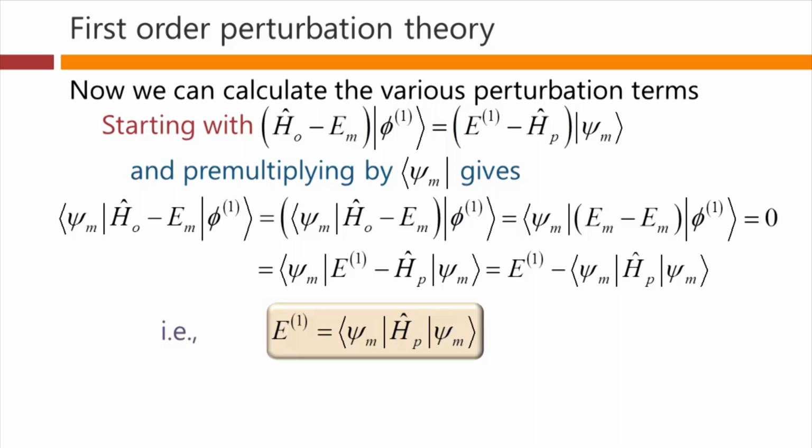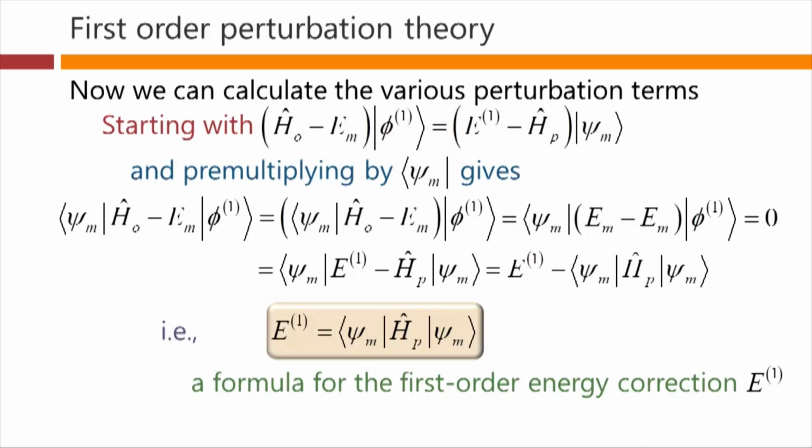A very simple result. The first order correction to the energy is just the matrix element of the perturbing Hamiltonian for psi m and psi m. And that's our formula for the first order energy correction E1 as a result of this perturbation HP.